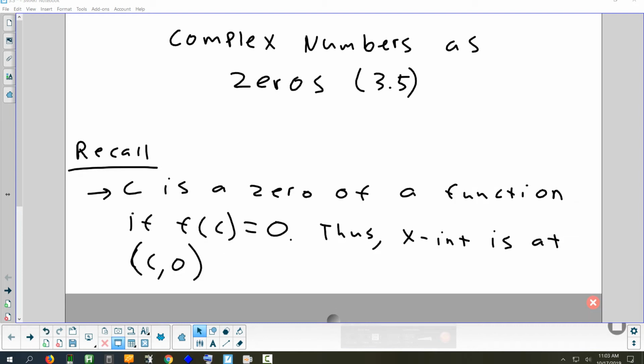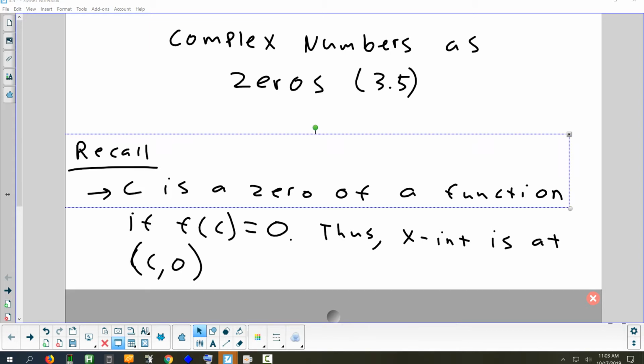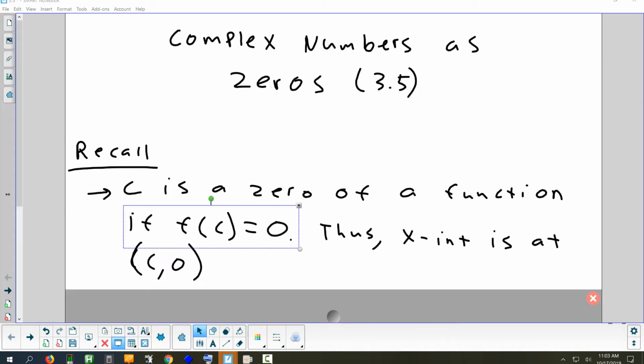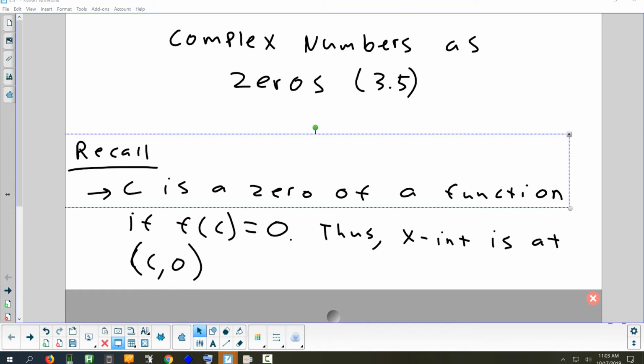So I've been saying this all week. We've said it many, many different ways. If you have a number that is a 0 or a root to your function, that means you can take the number, plug it in, and you get 0 for y. That's what it means for something to be a root. It also means that the graph crosses the x-axis at that spot. So if you had a number that was a 0, that number is also an x-intercept.